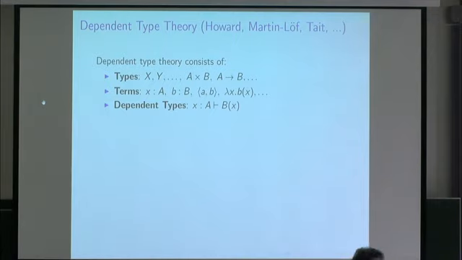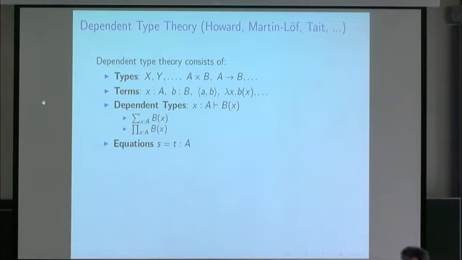And then once you have such dependent families, you can give some type forming operations on those. Take the sum of the family or the product of the family. And then there are associated term forming operations. So that's the idea of dependent types. We extend the system of simple types to include such dependent types.